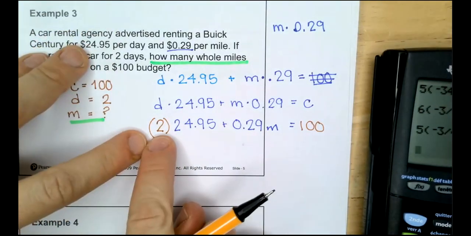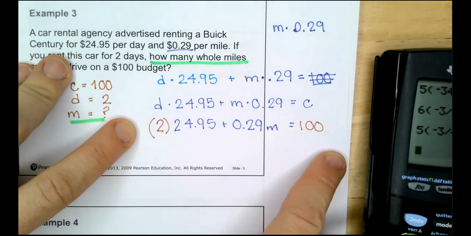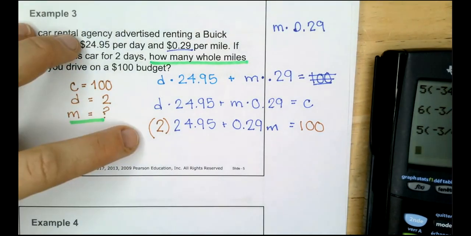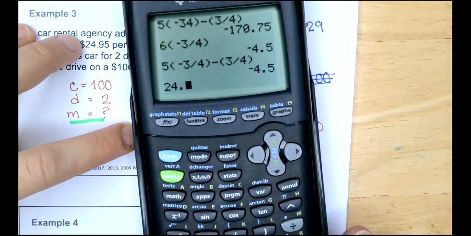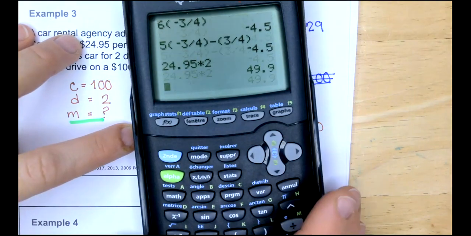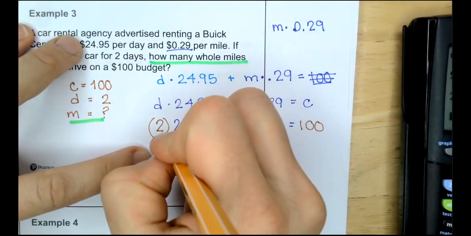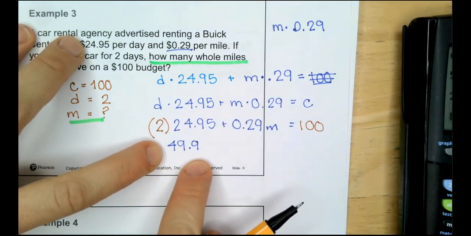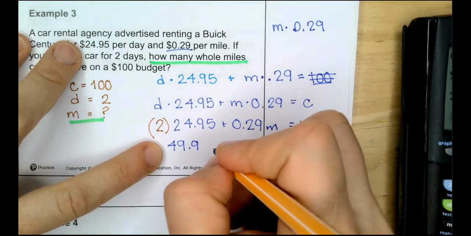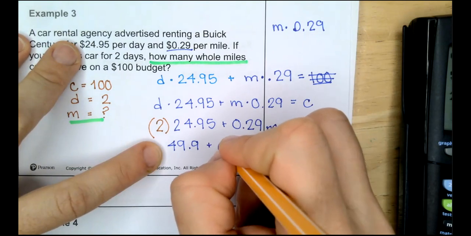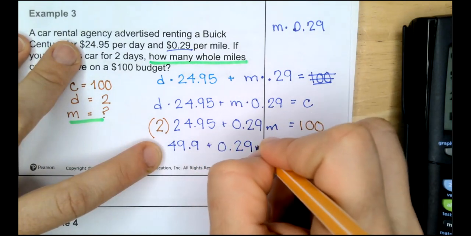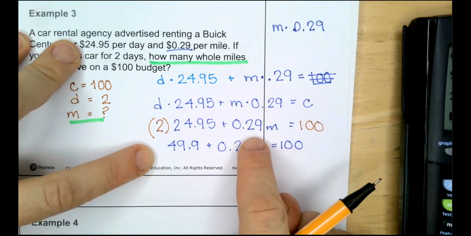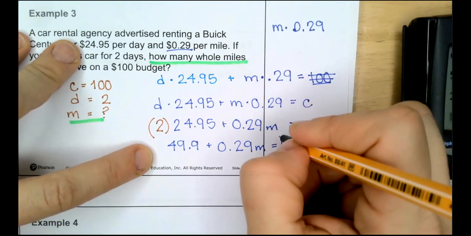So the first thing I'm going to do now, all we're doing now is we're solving for our one variable. What's our one variable? It's M. 24.95 times 2 gives us 49.9. If you know it's money, you can say it's 49.90, or you can just leave it as 49.9 plus 0.29M equals 100. Okay, we're working on simplifying. We're simplifying to solve for M.